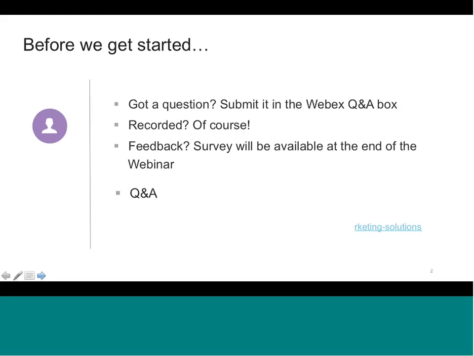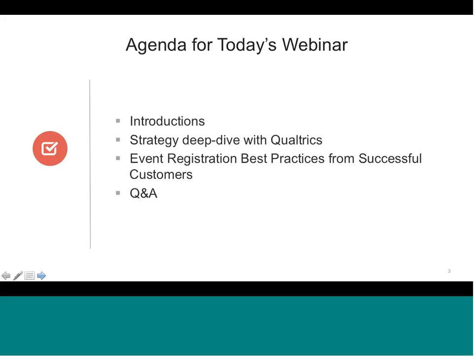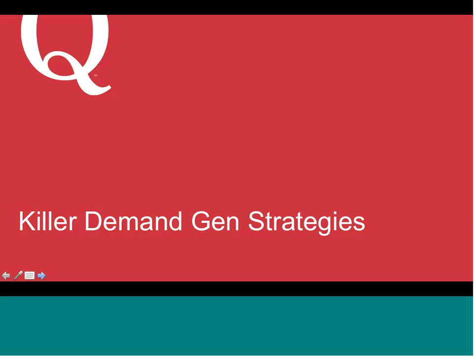We will have a Q&A session at the end of the webinar for about 10 minutes, and we'll have Qualtrics answer any questions that you may have, similarly questions you may have regarding the specific products that we'll be covering. And the agenda for today's webinar is to really do a strategy deep dive with how Qualtrics has been using LinkedIn and how they've been succeeding with their demand gen. We'll cover off some of the event registration and lead gen best practices for both our sponsored in-mail and sponsored updates products. And we'll do about a 10-minute Q&A at the end of the session. So at this point, I'll go ahead and hand over the stage to Mike and Mitchell, who will walk you through their programs and their killer demand gen strategies.